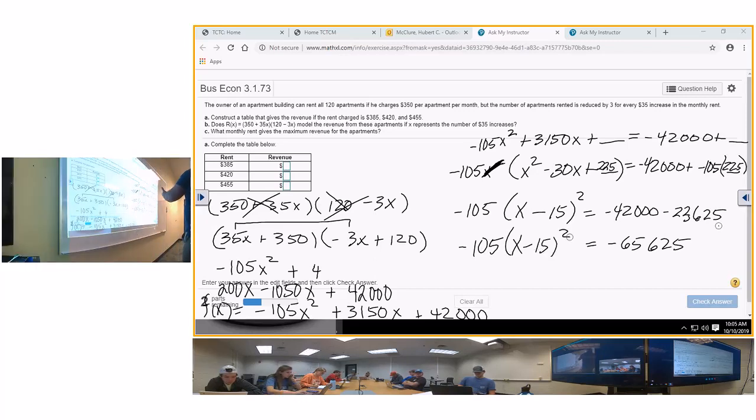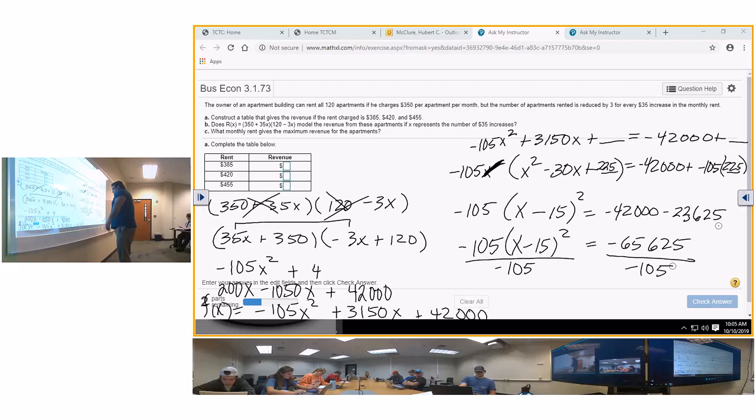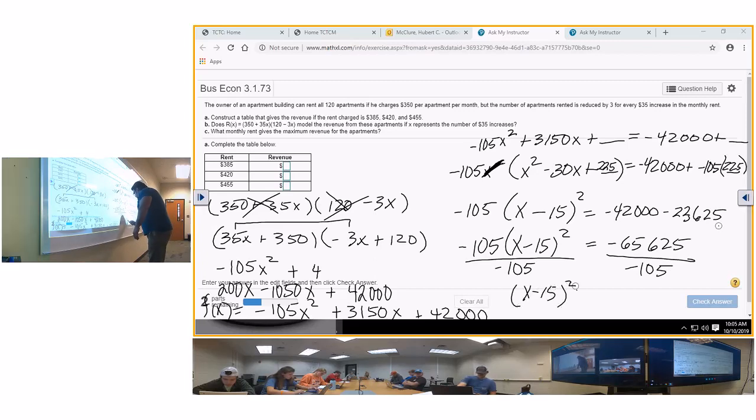There's your vertex, 15 and 6. So that's your vertex. That's your highest, whatever this thing's asking, profit or whatever. So divide by negative 105. And that's going to be x minus 15 quantity squared is equal to, somebody take 65,625 divided by 105. What is that? 625. Oh, 625. That's great, because the square root of 625 is 25.